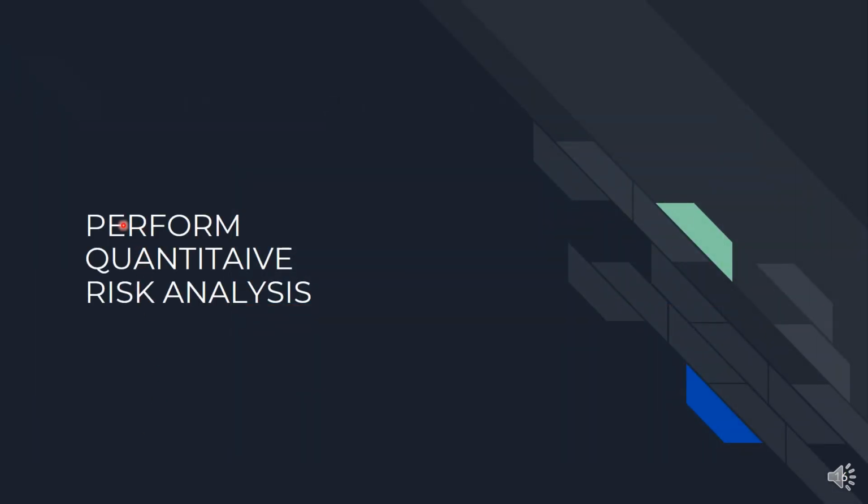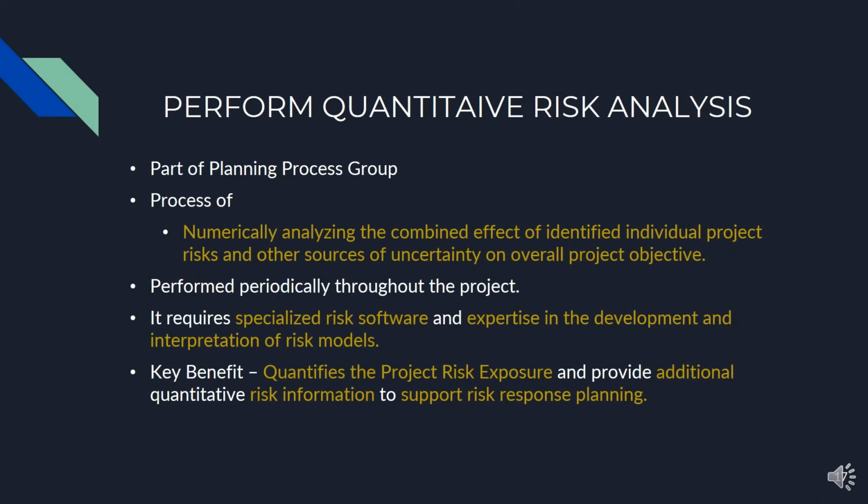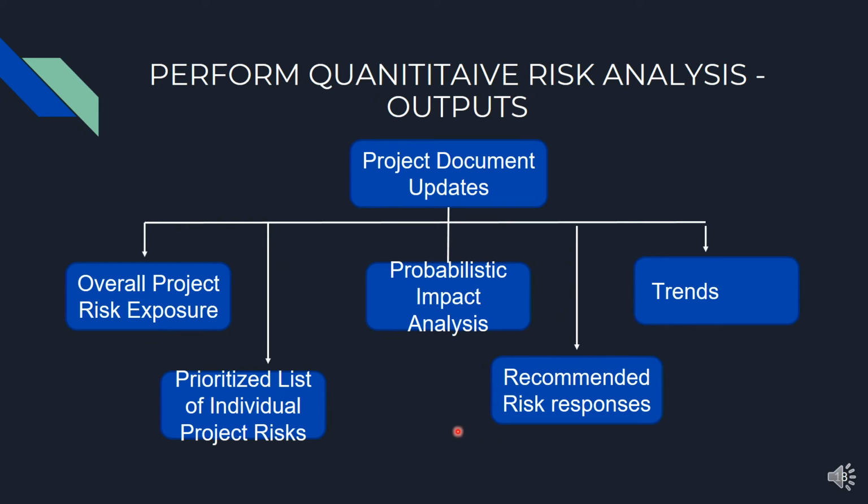The next process under project risk management is perform quantitative risk analysis. From quantitative risk analysis, we will analyze the combined effect of the identified individual project risk and other sources numerically. This requires specialized risk software and expertise in the development and interpretation of risk models. It is performed periodically throughout the project. Key benefits are it quantifies the project risk exposure and provides additional quantitative risk information to support the risk response planning. Key output for perform quantitative risk analysis is project document updates.